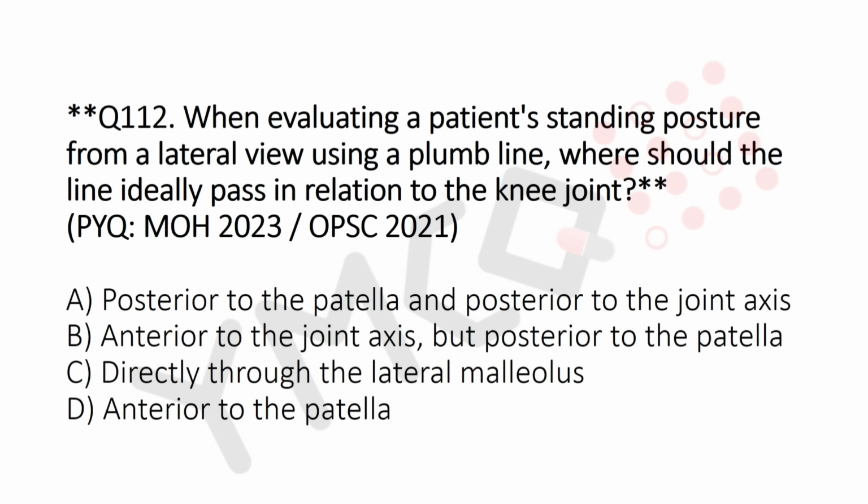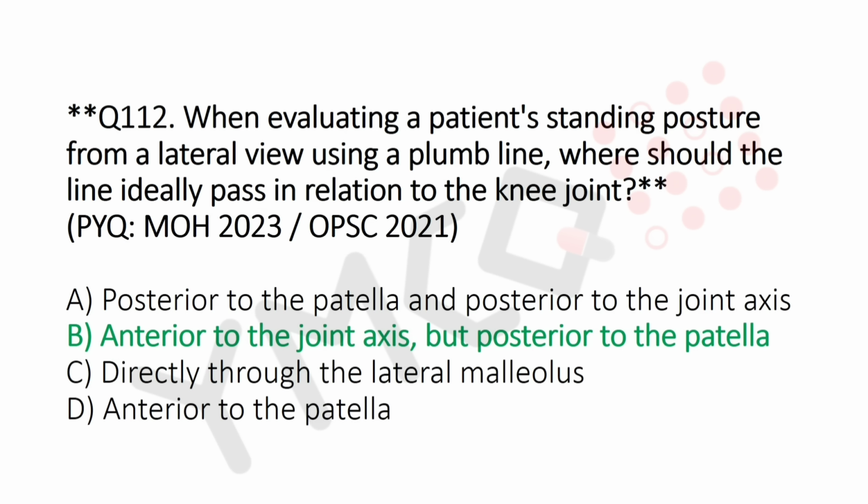And the answer is option B, anterior to the joint axis but posterior to the patella. For ideal posture, the gravity line should fall just in front of the knee joint's center of rotation. This naturally locks the knee into extension, so you don't have to constantly use your quads just to stay standing. Okay.